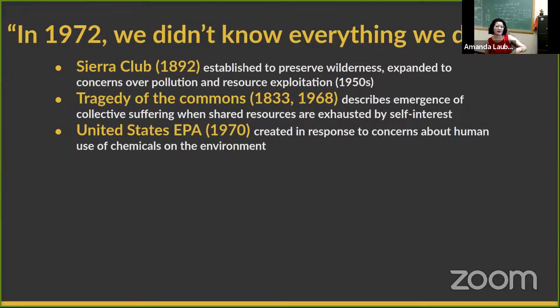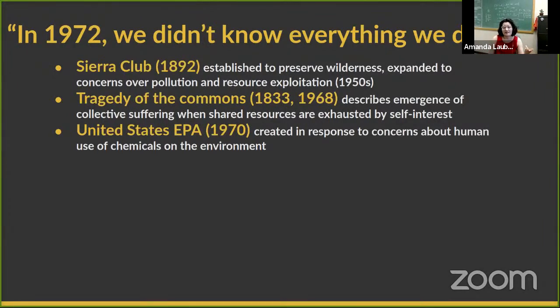And here's just a couple of random dates I pulled. The Sierra Club, which was established to preserve wilderness in the West, was founded in 1892. They're still around today. By the 1950s, they had already expanded to thinking about issues of pollution and resource exploitation.